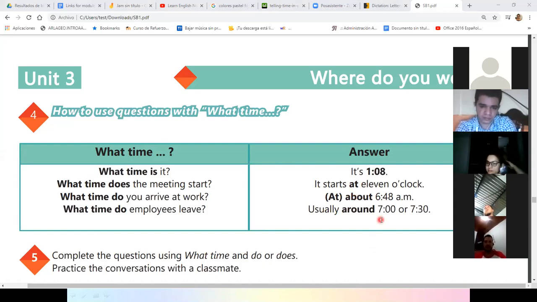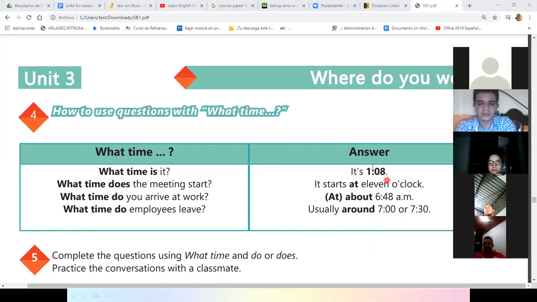At, or you can also look at the other expression, at about, around, and then the time expression. In this case, it's like, alrededor de las 5:30, por ahí por las 8, that would be the meaning in Spanish of about and around. If we are talking about the time.